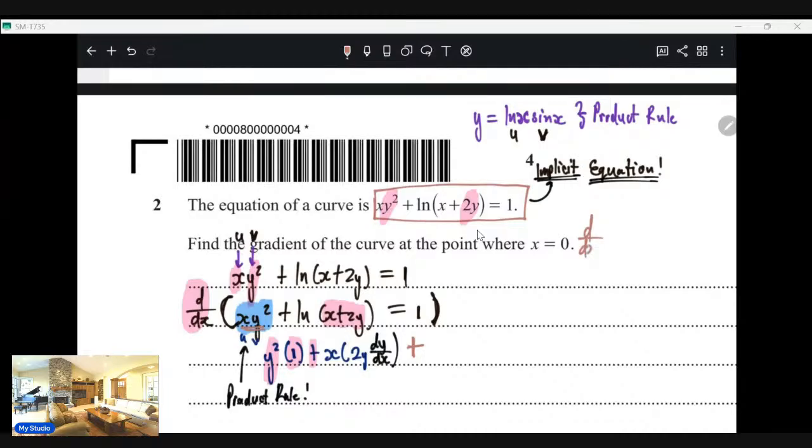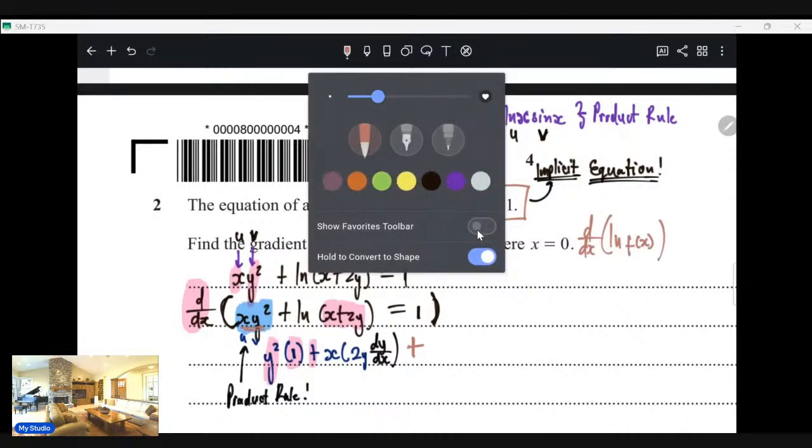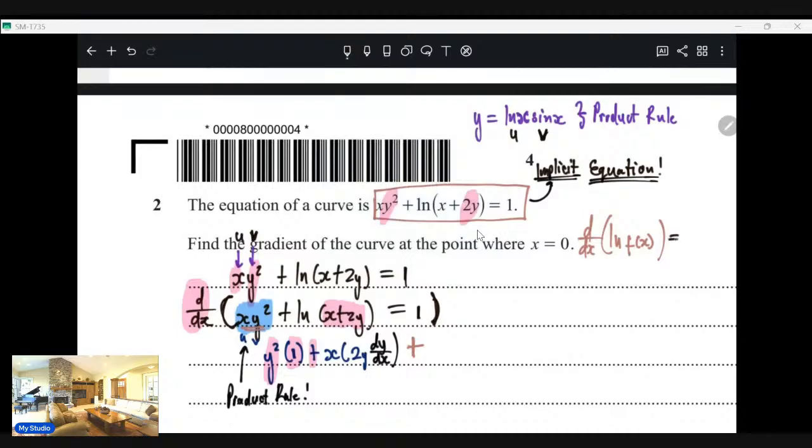The derivative of ln x is 1 over x. But when you are differentiating something inside an ln that has many things, like here, ln of x plus 2y, it's not just ln x. When you are differentiating this, you ignore the ln. Listen to how you do it. You are differentiating something with an ln. Ignore the ln when you are differentiating.